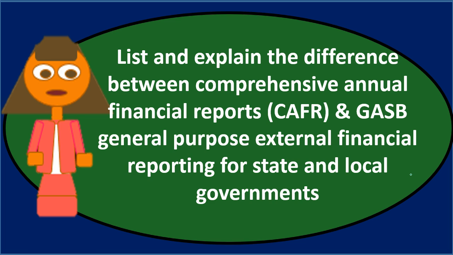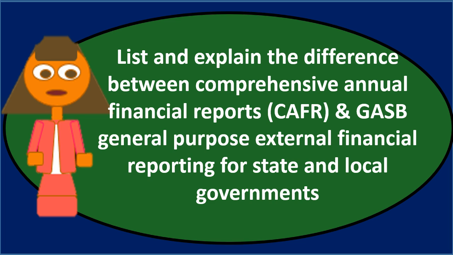You'd say GASB General Purpose External Financial Reporting is generally required. It has the minimum requirements, and the CAFR is possibly not always required. However, it is more inclusive. It goes above and beyond, giving more information, and therefore many state and local governments do provide the more inclusive CAFR. The GASB standards generally require external reports that include the Management Discussion and Analysis, also termed the MD&A, which is part of the required supplementary information, government-wide financial statements, fund financial statements, notes to those statements, and other required supplementary information, also known as RSI.